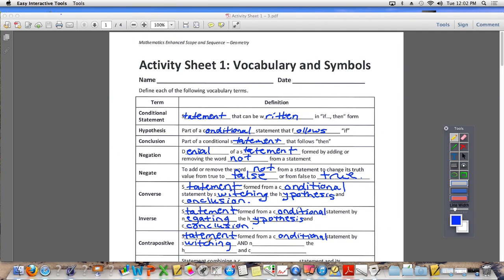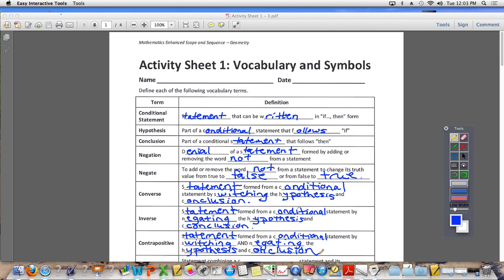You're probably going to want to look back at this because especially the inverse and the contrapositive, since they are new to you, you might get them mixed up a little bit. So contrapositive, not only do you switch around the if and the then part, the conclusion where the hypothesis was, but you also have to write the opposite of it. You have to insert the word not or get rid of the word not. So it is a statement formed from a conditional statement by switching and negating the hypothesis and conclusion.